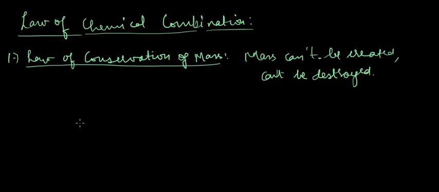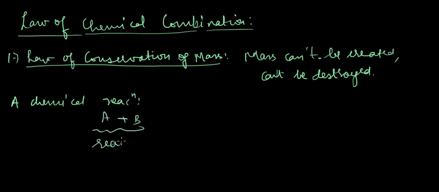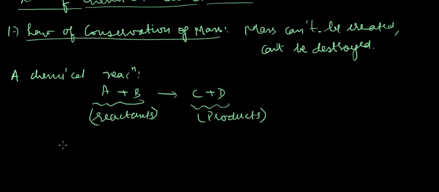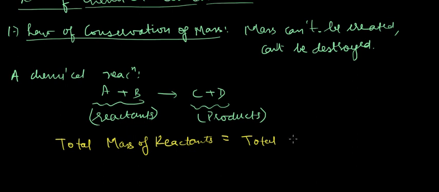Okay, so let's actually see a chemical reaction. A general form of chemical reaction would look like A plus B, which are reactants, combining together to form compounds C plus D, which are products. Okay, so total mass of reactants equals total mass of products. And you can say that total mass before the reaction equals total mass after the reaction.